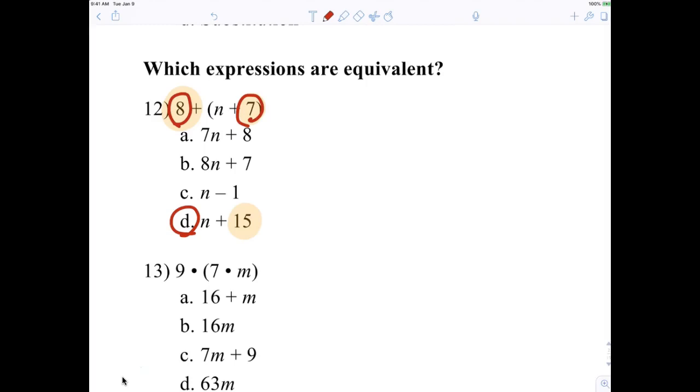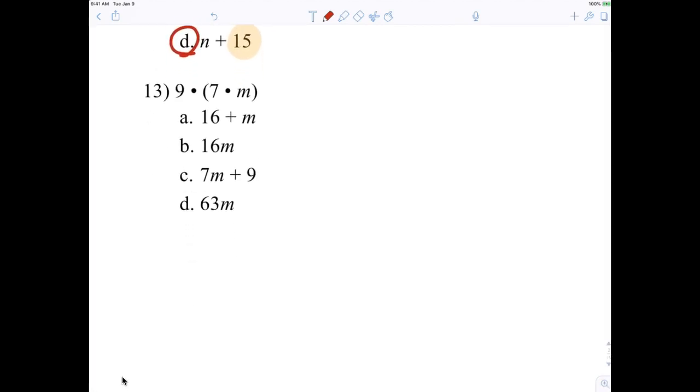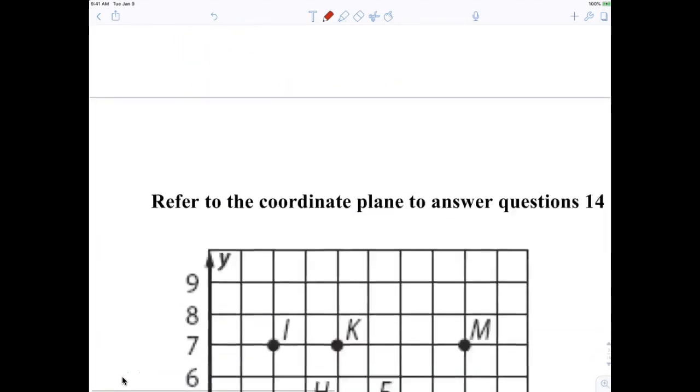Everybody good with number 12? All right. Now, number 13. Yes, ma'am. Good for you. D. It's definitely D. Because in this case, we're just doing what? Multiplying. Right? And we can multiply the numbers. 9 times 7 gets 63, right? And then this means 63 times M, but we just don't write it like that. Mathematicians, we say, are lazy. They do it as quickly as they possibly can. So we just write that as 63M. Everybody good? All right. I told you it's easy.